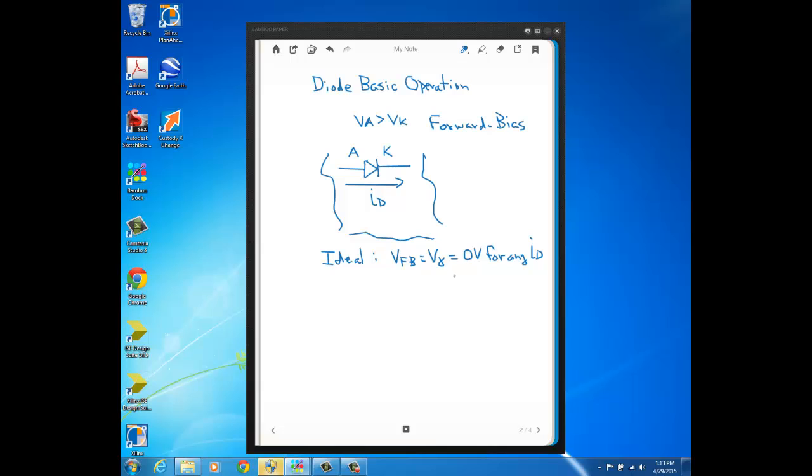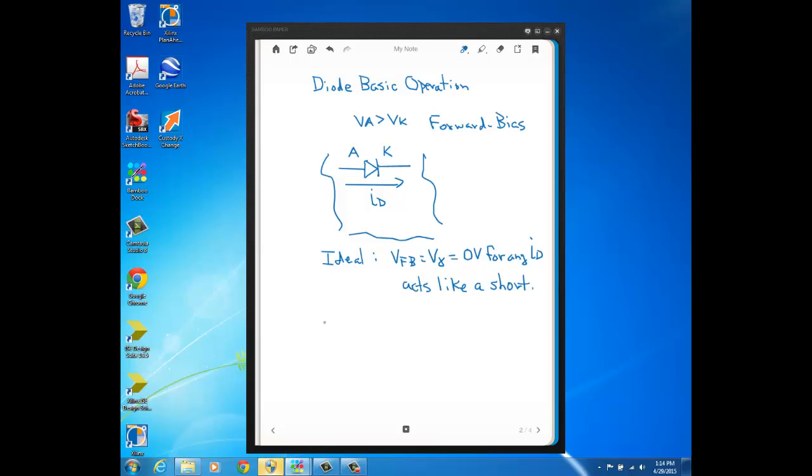Well, if you remember from your circuit theory, this is the same voltage current relation as that of a short. A short will have 0 volts across it no matter how much current is passing through it, just like an ideal diode that's forward biased. So we'll say that ideally a forward biased diode acts like a short. And we say it acts like a short because it has the same voltage current relationship that a short does.